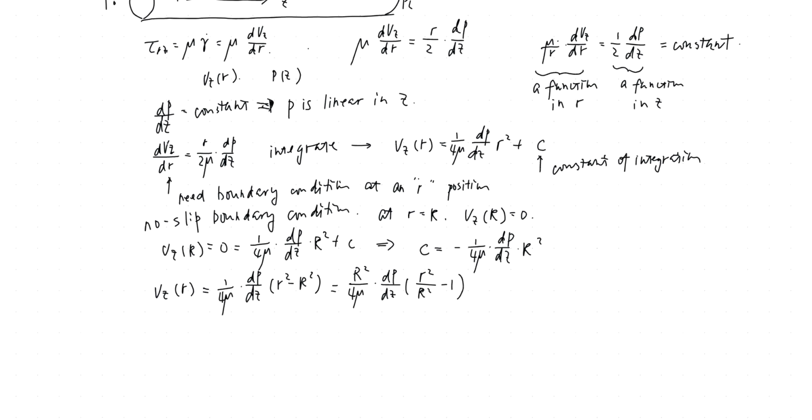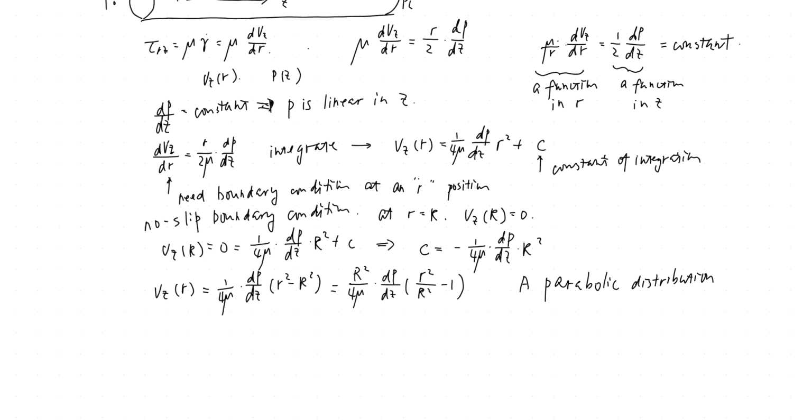Okay, so this is the expression. So we can see that it is quadratic in r, or it's parabolic. So it's a parabolic distribution. You can check that at r equal to capital R, it is indeed 0. So you always do a sanity check after you have solved your equations, so that it makes sense.